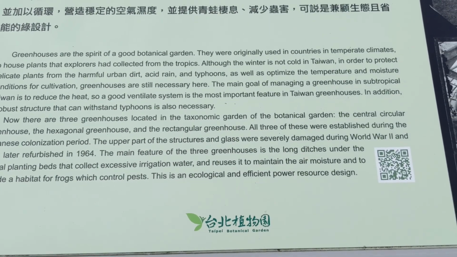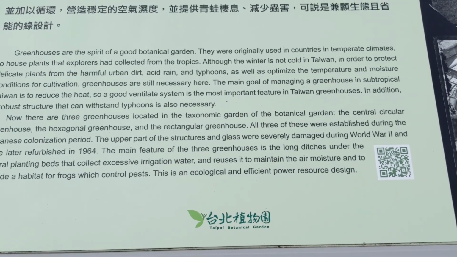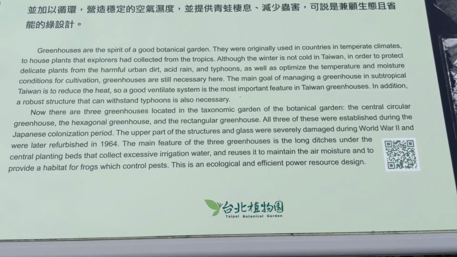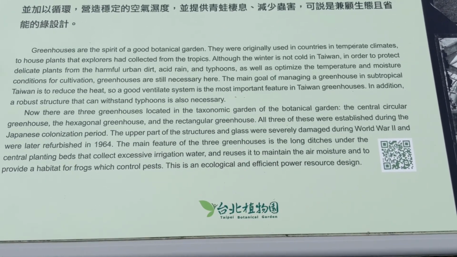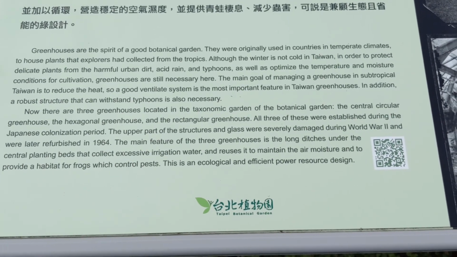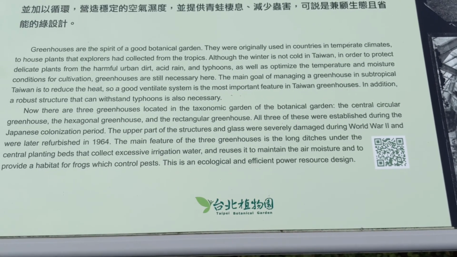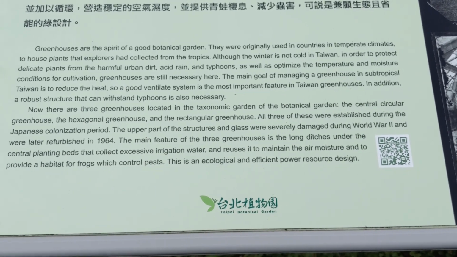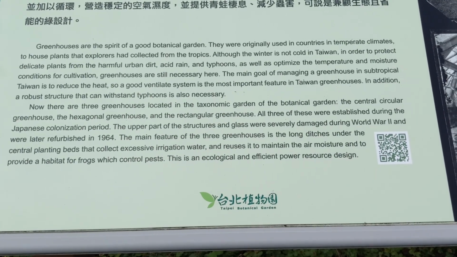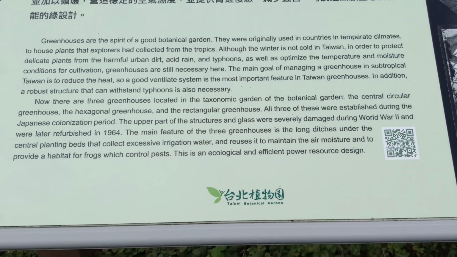Although the winter is not cold in Taiwan, in order to protect delicate plants from the harmful urban dirt, acid rain, boy, you don't hear about acid rain much anymore, and typhoons, as well as optimize the temperature and moisture conditions for cultivation, greenhouses are still necessary here. The main goal of managing greenhouses in subtropical Taiwan is to reduce heat, so a good ventilation system is the most important feature in Taiwan greenhouses. In addition, a robust structure that can withstand typhoons is also necessary.